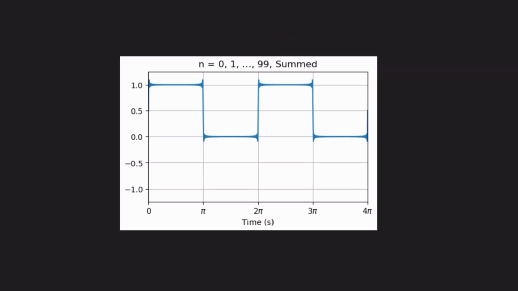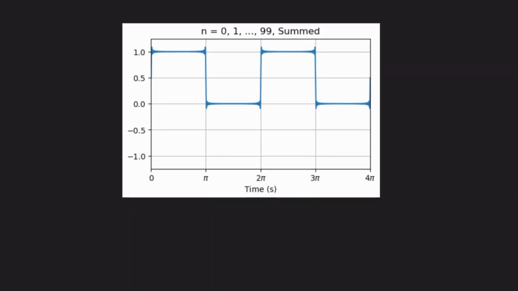But just by summing cosines together, we were able to get a really good approximation of this square wave that we wanted to replicate, and this can be done with any periodic signal. And you can see my other videos where I found the Fourier series coefficients for different signals, such as a sawtooth wave or a triangle wave.